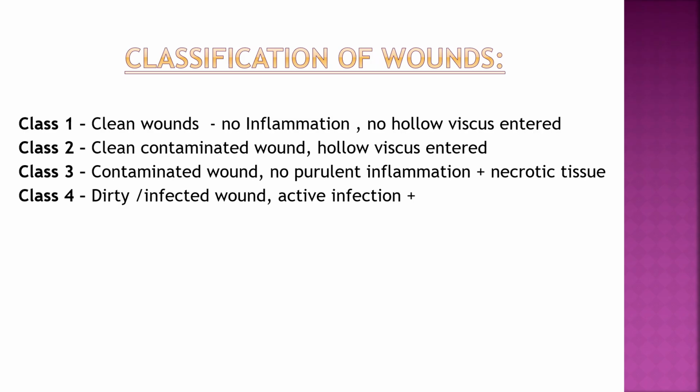Classification of wound is of 4 types: class 1, class 2, class 3 and class 4. In class 1 it is a clean wound, there is no inflammation, that is no sign of inflammation like redness or swelling or temperature, no hollow viscus entered. Class 2 is clean contaminated wound, hollow viscus entered. Class 3 is contaminated wound, no purulent inflammation plus necrotic tissue. Then class 4 is dirty infected wound and there is sign of active infection.